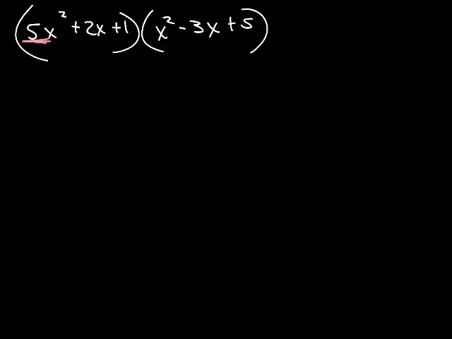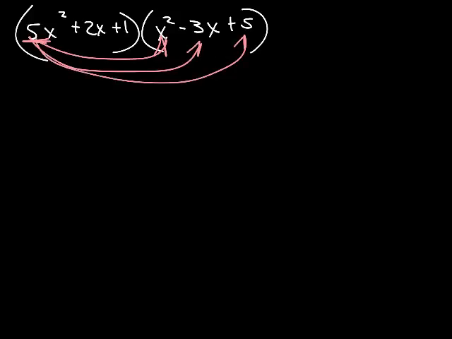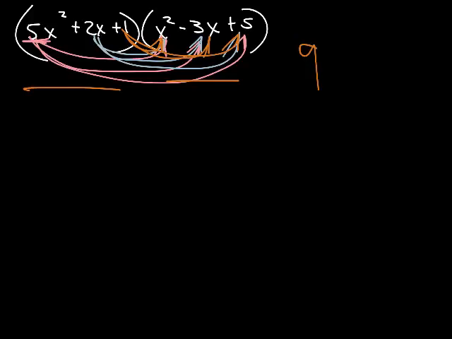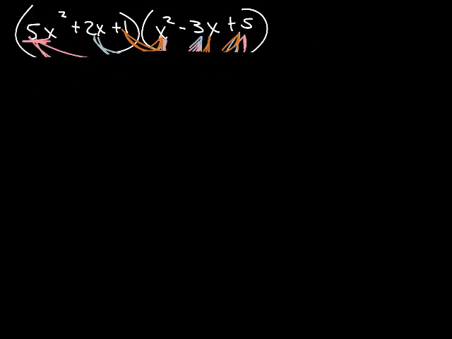So we're going to multiply 5x squared times x squared, 5x squared times negative 3x, 5x squared times 5. And then we're going to take the 2x and do the same thing, times each one of these. And then we're going to take the 1 times that, 1 times that, and 1 times that. So we're going to end up with 3 terms there, 3 terms there, 3 times 3 is 9. So 9 different terms there. Let's just go ahead and do that.